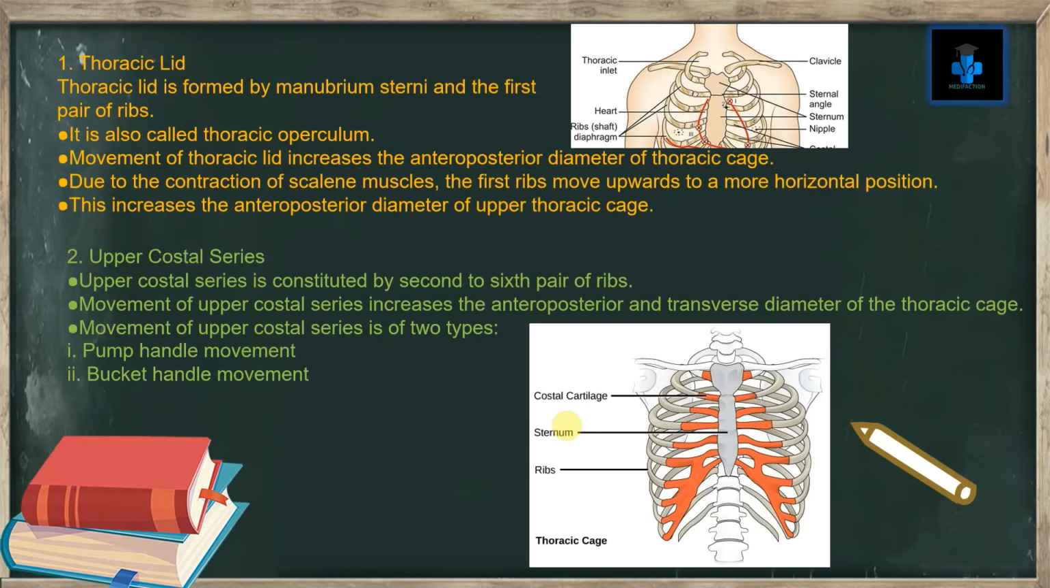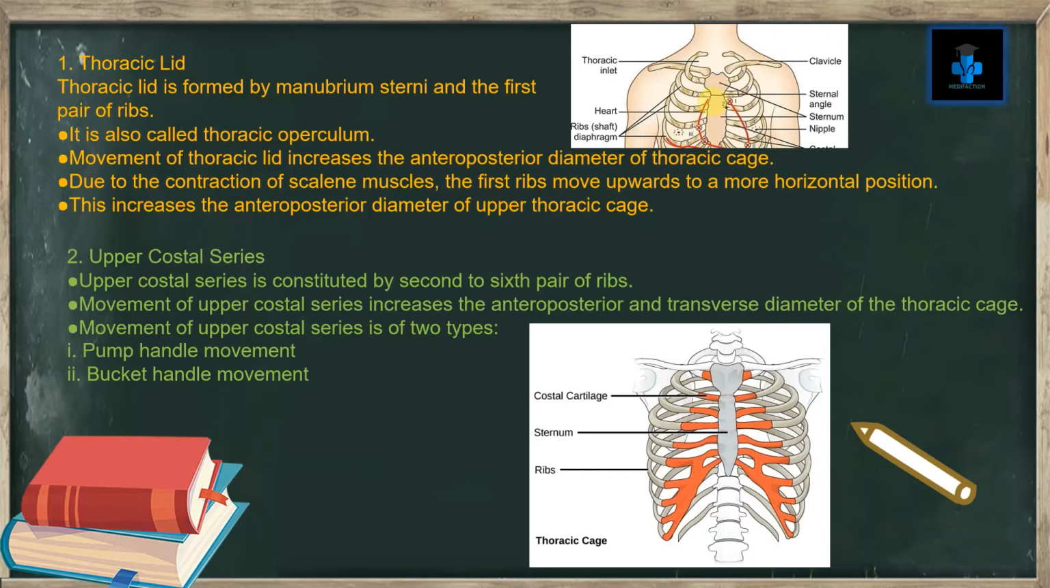The thoracic lid. Thoracic lid is formed by manubrium sterni and the first pair of ribs. Here you can see the manubrium sterni and the first pair of ribs. This is the thoracic inlet. It is also called thoracic operculum. Movement of thoracic lid increases the anteroposterior diameter of thoracic cage. Due to the contraction of scalene muscles, the first rib moves upward to a more horizontal position. This increases the anteroposterior diameter of upper thoracic cage.